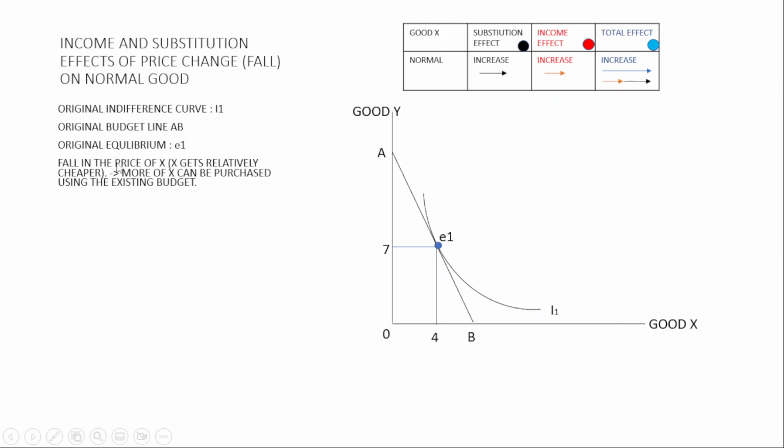Now, there is a fall in the price of X. X gets relatively cheaper, which means that now you'll be able to purchase more of X using the existing budget.